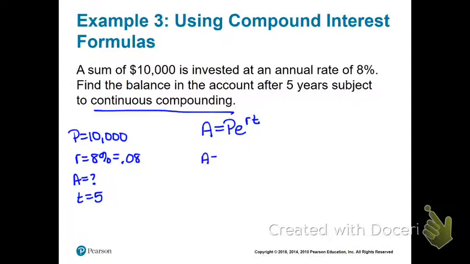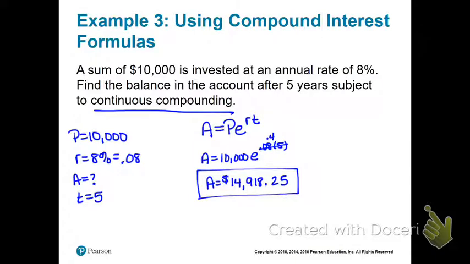All right, so let's plug in what we know. A equals 10,000 times E raised to the R, which is 0.08, times T, which is 5. And you could actually go ahead and just multiply those two together if you want to. It's the same as 0.4. And then type it in. And so we got 14,918 point 246. That 6 is going to make that 4 round up to 5. And so there is our answer.